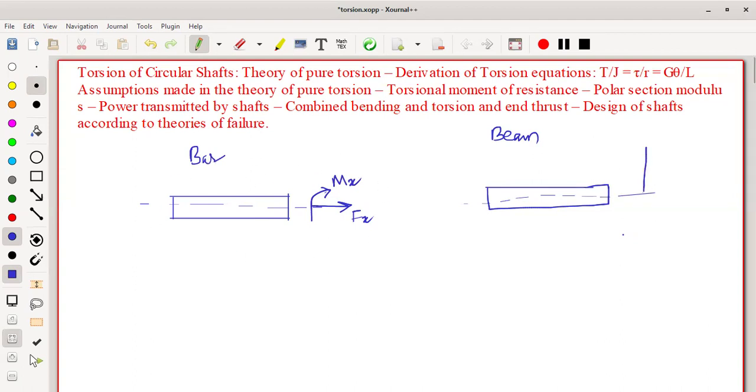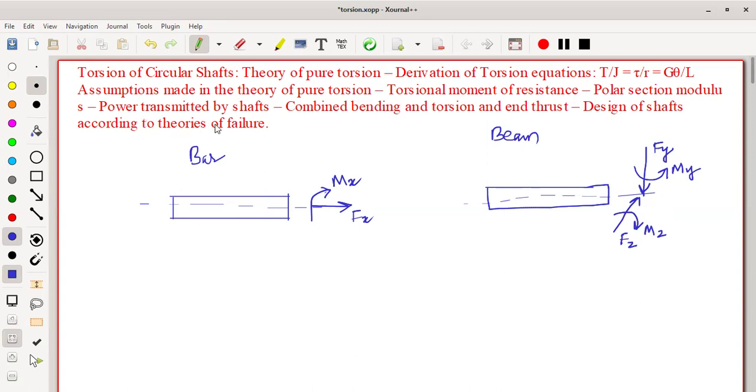Whereas here, perpendicular to the longitudinal axis, you can call this Fy, and you can also represent it with My. We have another possibility: a force Fz perpendicular to the longitudinal axis, and a moment Mz perpendicular to the longitudinal axis. So this is a beam, and this is a bar. When any member is subjected to axial loading, you can call it a bar. These two forces are transverse forces, and two moments are transverse moments. When a member is subjected to transverse loading, you can call it a beam.